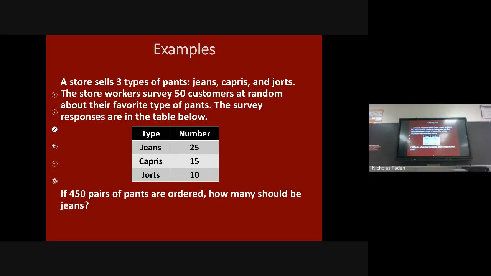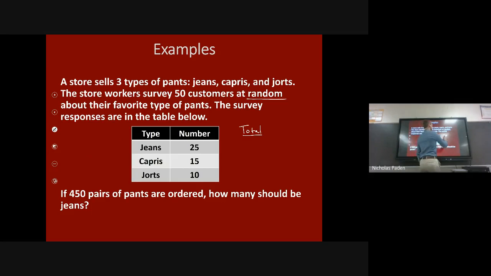Okay, so this one, notice that it is at random, so that is going to be a valid conclusion. So the question is not, is this a valid conclusion? The question now is, if 450 pairs of pants are ordered, how many should be jeans? So we can accept that this is a good conclusion. Okay, so what we need to do is figure out what's the total number of pants.